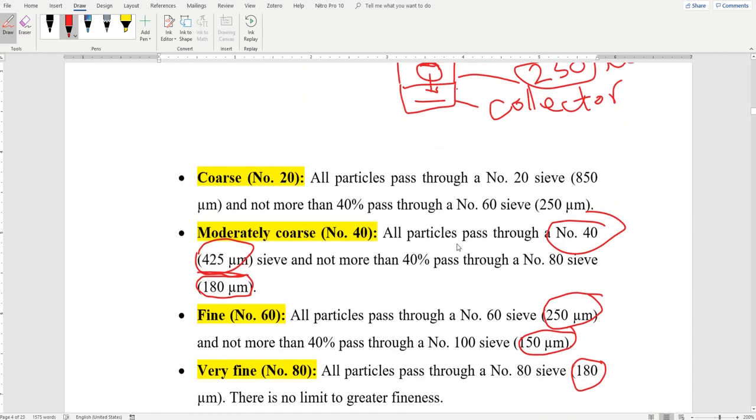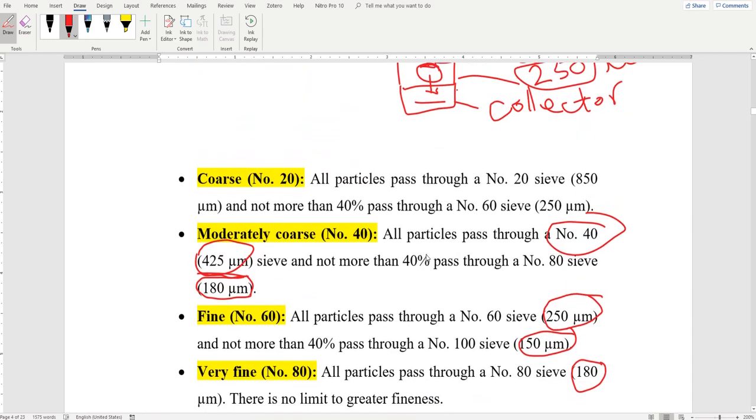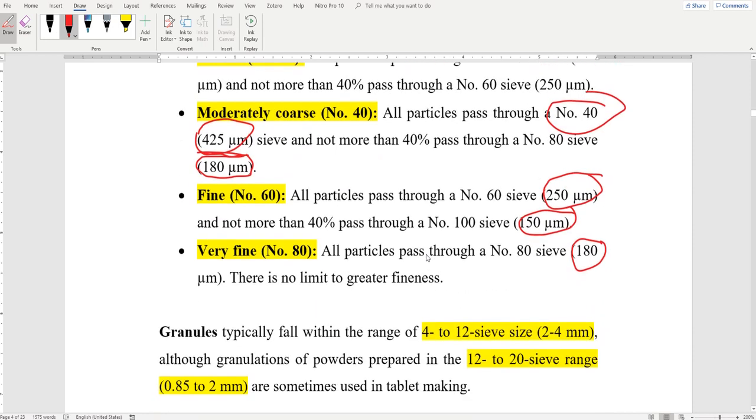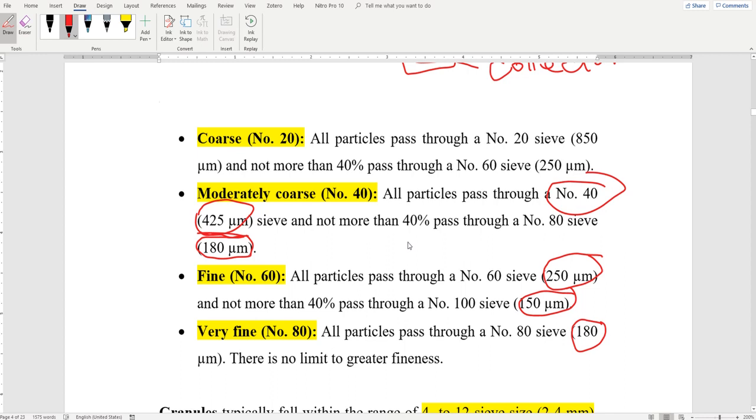Of course, this classification, as I said, is according to the United States Pharmacopoeia. And what is the benefit from knowing or describing the powder as fine, very fine, etc.? The benefit is that the size can affect many processes in pharmacy. We will talk about a few of them later on.